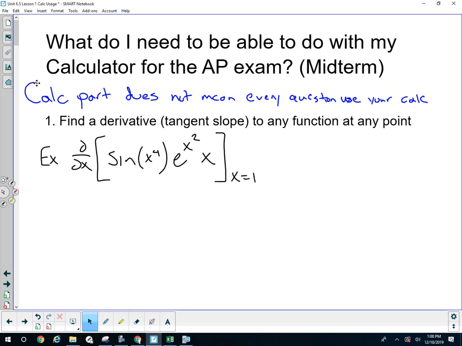41, 42, you're not going to use it. 43, you're not going to use it. 44, you're not going to use it. But then you get to 45, 46, 47, you'll use it. Nope, 48 not. 49, nope. 50 maybe. 51, yep. 52, yep. 53, nope. 54, nope. 55, nope. 56, yep. It ends up being about like a third of the questions on the calculator part you will actually use your calculator. Okay?